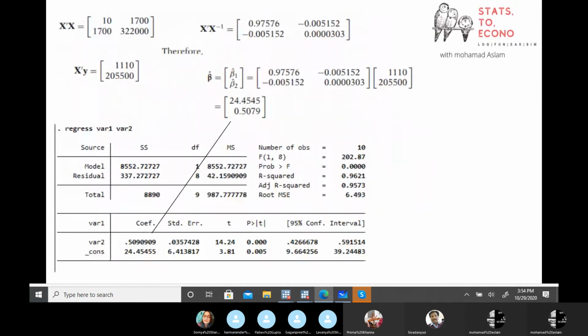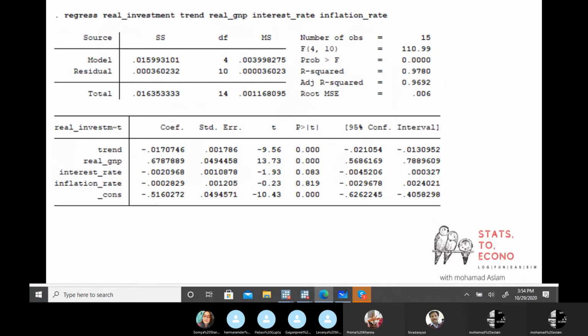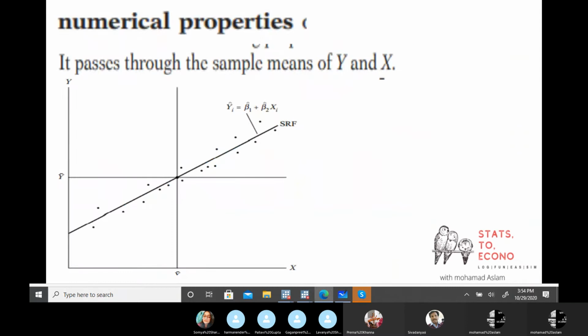Okay, so if you derive this with the OLS method, there are two types of properties. First are the numerical properties, and then the statistical properties. Statistical properties I'll take separately tomorrow or the day after tomorrow.